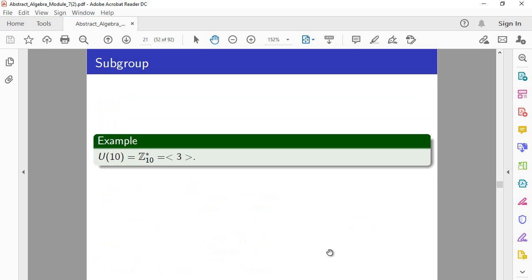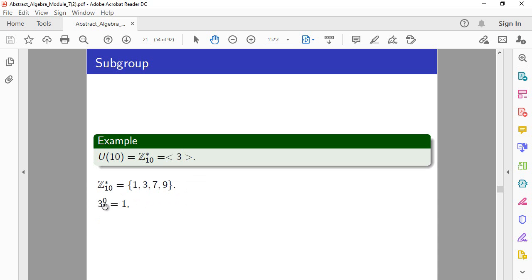So if I look at Z10 star, which is also sometimes denoted by U of 10, I want to show that Z10 star is generated by 3. Therefore, Z10 star is a cyclic group under multiplication. So Z10 star is a group under multiplication, and it is cyclic generated by 3. To see why that's the case, we just take powers of 3 and see that we get all elements of Z10 star. So recall that Z10 star would be the numbers between 1 and 10 that are relatively prime to 10, and these are 1, 3, 7, and 9.